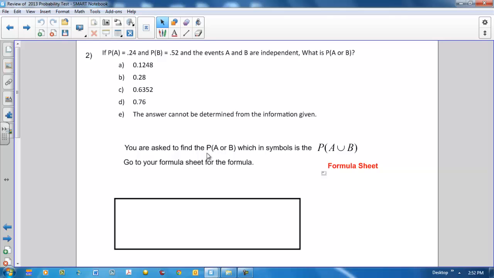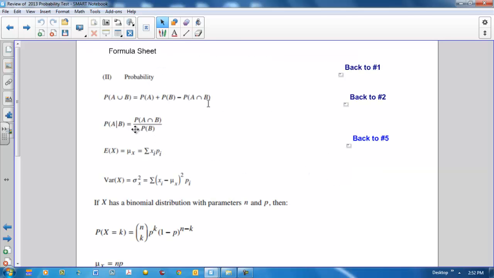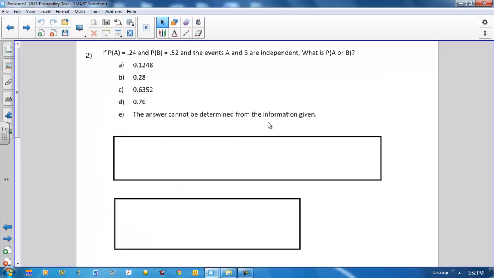Okay, first we're asked to find the probability of A or B, which in symbols is the probability of A union B. So let's go to our formula sheet and we see that the probability of A or B is equal to the probability of A plus the probability of B minus the probability of their intersection. Because when we count everything that's in A and everything that's in B, we've counted the intersection twice and we only want to count it once. So we have to subtract it out once.